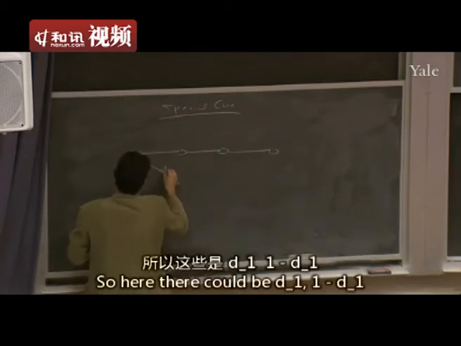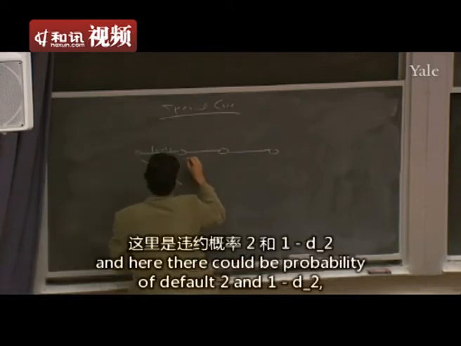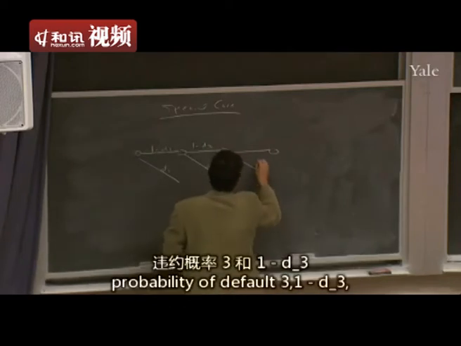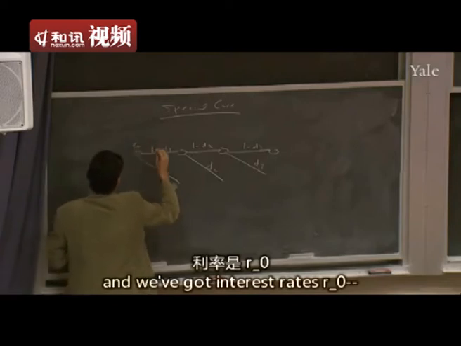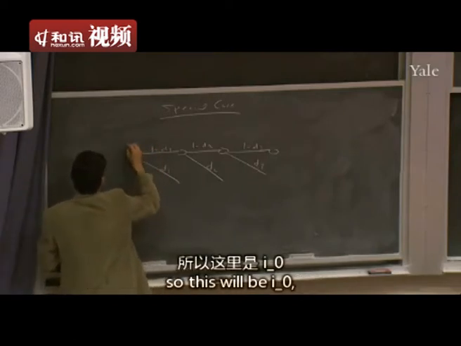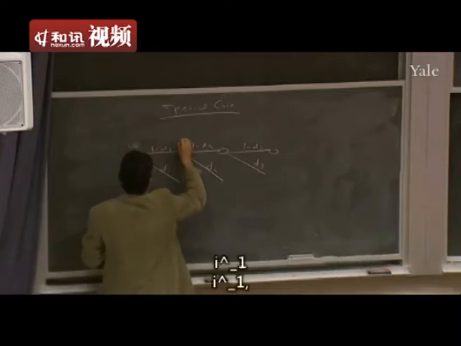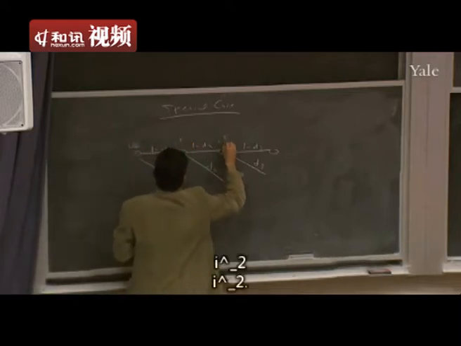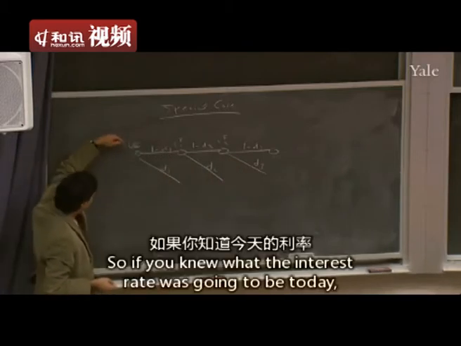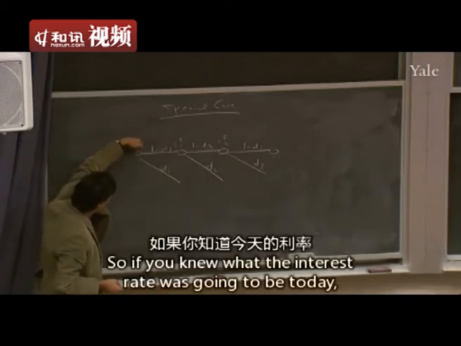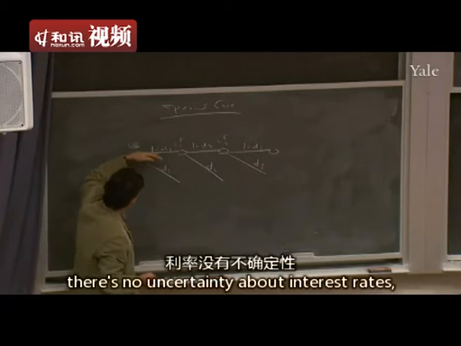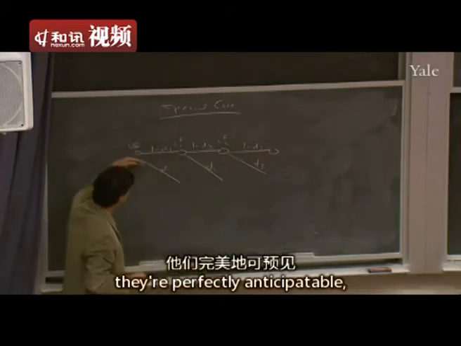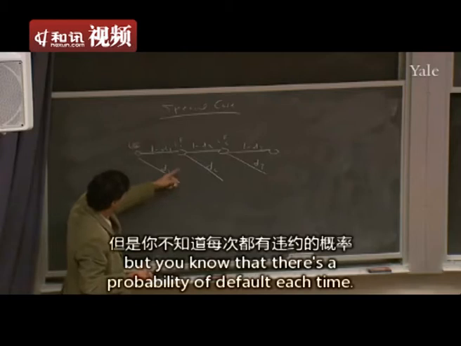So here there could be d1, 1 minus d1, and here there could be probability of default 2 and 1 minus d2, probability of default 3, 1 minus d3, and we've got interest rates I0, IF1, IF2. Okay, so if you knew what the interest rate was going to be today, tomorrow, and the day after tomorrow, there's no uncertainty about interest rates, they're perfectly anticipatable, but you know that there's a probability of default each time.